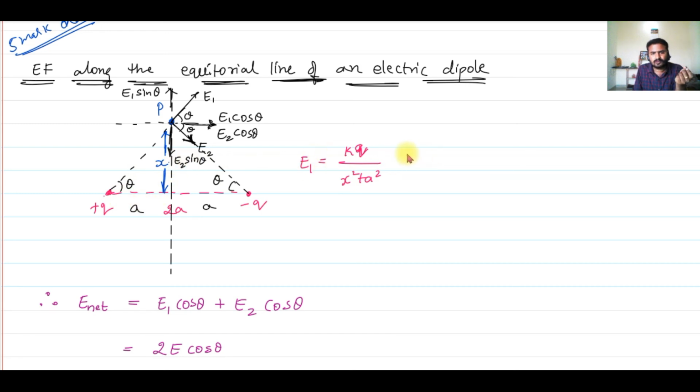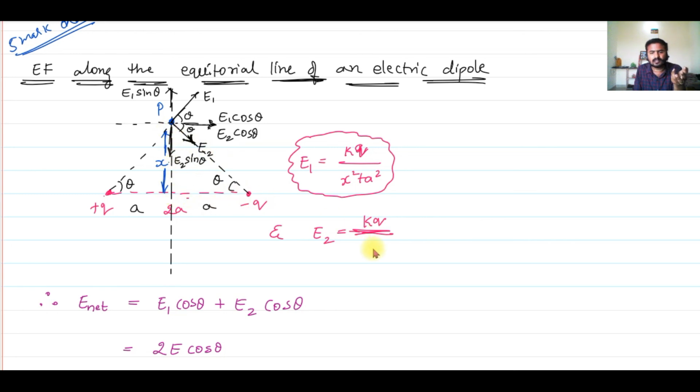And what is E2? I'm writing the magnitude of E1 alone, not in vector form. If I have to write it in vector form, that will be E1 cos theta i cap plus E1 sin theta j cap. I'm just writing the magnitude. And similarly, what will be E2? E2 is also the same thing, which is nothing but KQ divided by the distance from the point P to the negative charge Q, and the distance square is again x square plus a square.